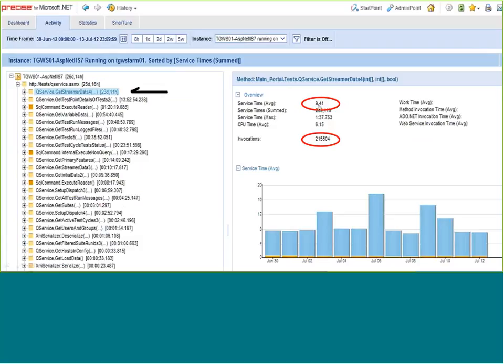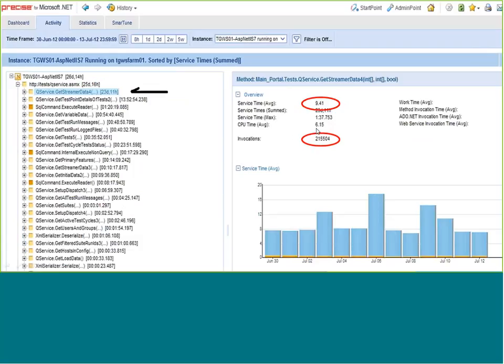Well, each invocation takes 9.4 seconds, and this thing is invoked 215,000 times, and for every invocation, it uses 6 seconds of CPU. So this code is the reason why this thing could never scale. In fact, it couldn't scale on physical.